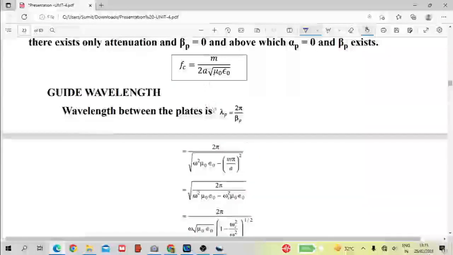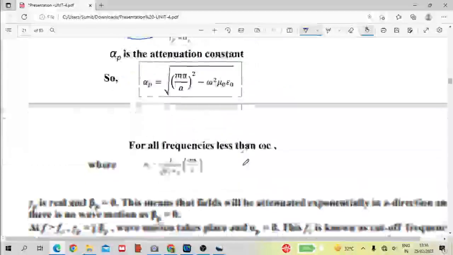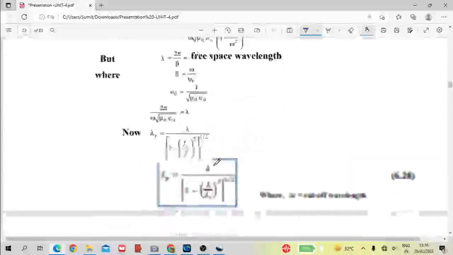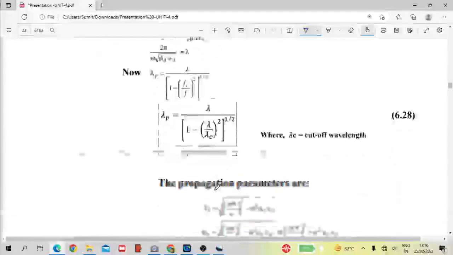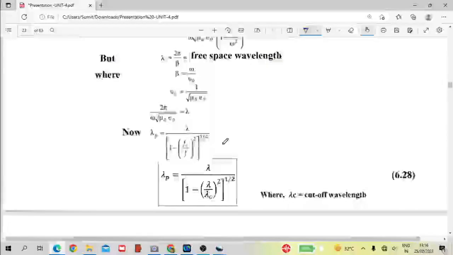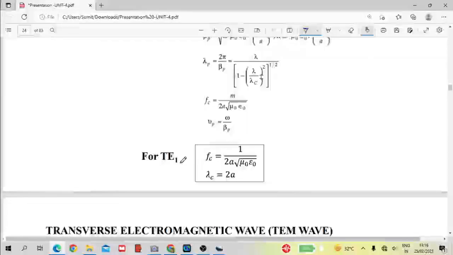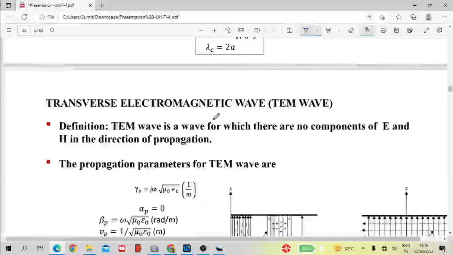And once you know fc, then guide wavelength we know: 2 pi by phase constant is the guide wavelength. Now Vp you know, the phase constant we have found out above, this one, beta p. So if you substitute this beta p here, you can get the guide wavelength. We can get this guide wavelength in terms of free space wavelength, where lambda c will give you the cutoff wavelength given by this relation. So these are the various parameters we can calculate. For TE1, just put m equals 1 and you get these relations. So these can be easily obtained.